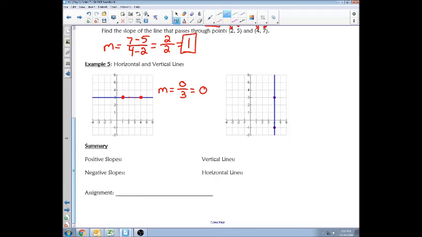Okay? So in this case, what you need to realize is anytime I have a horizontal line, just like this one, the slope is always 0.